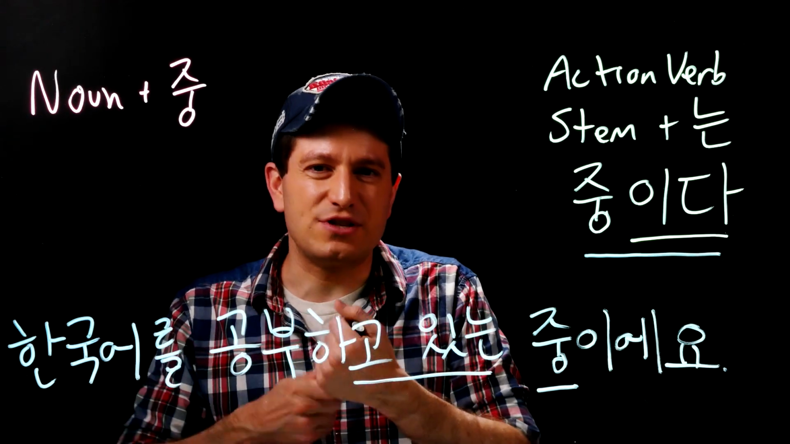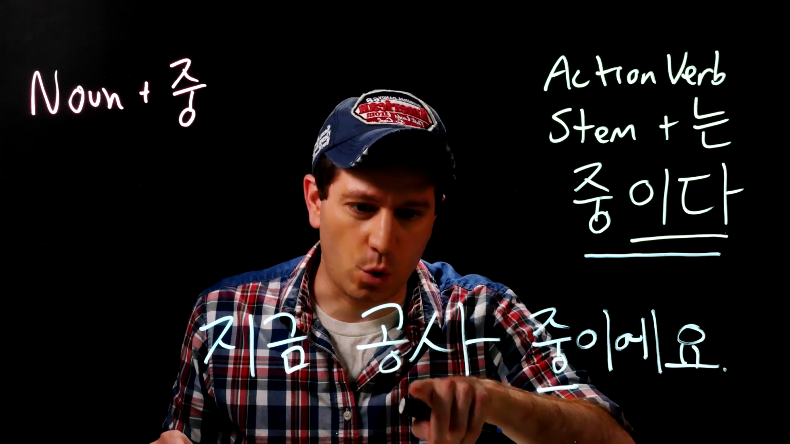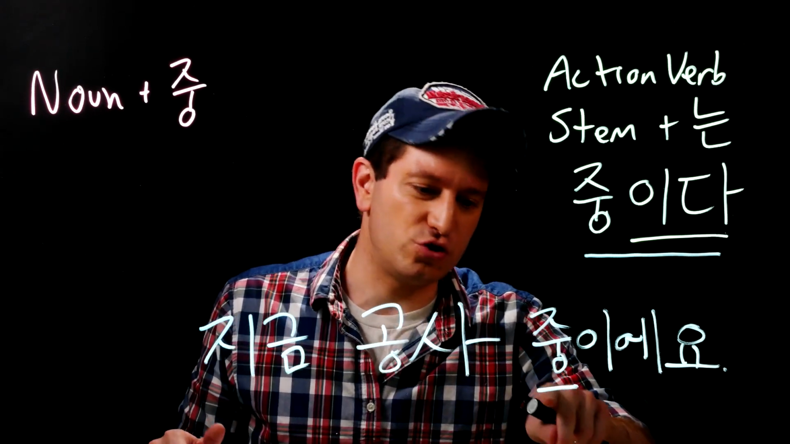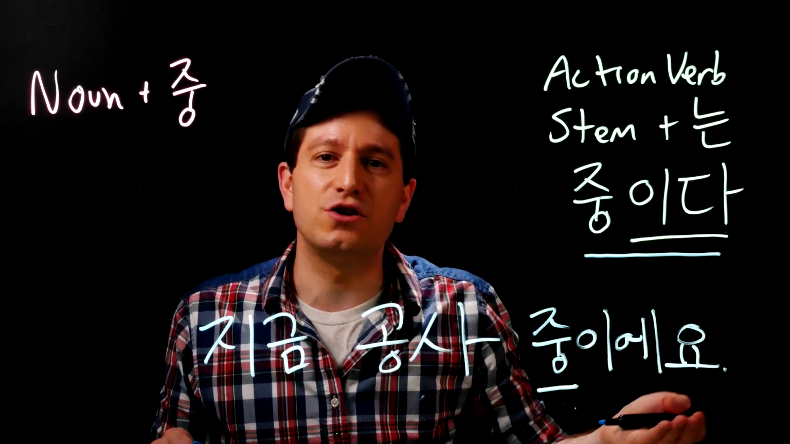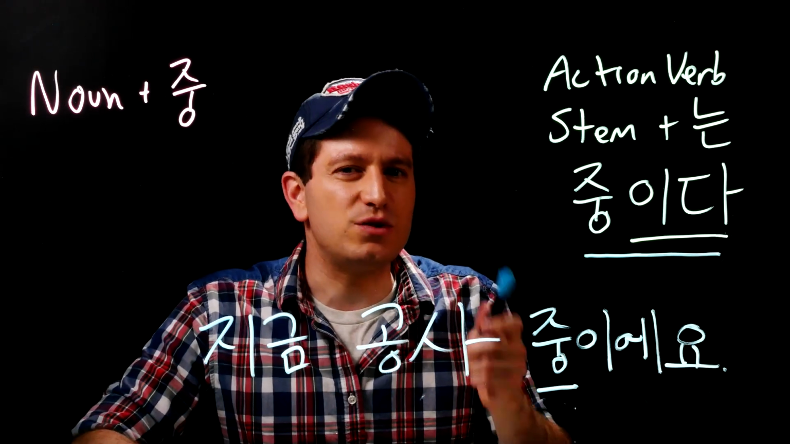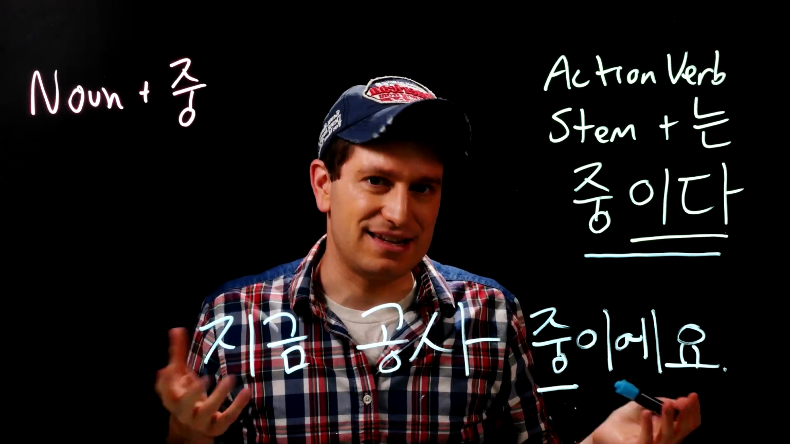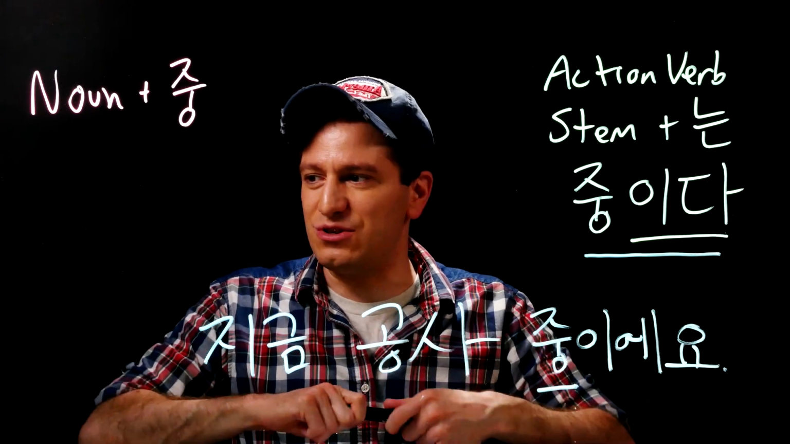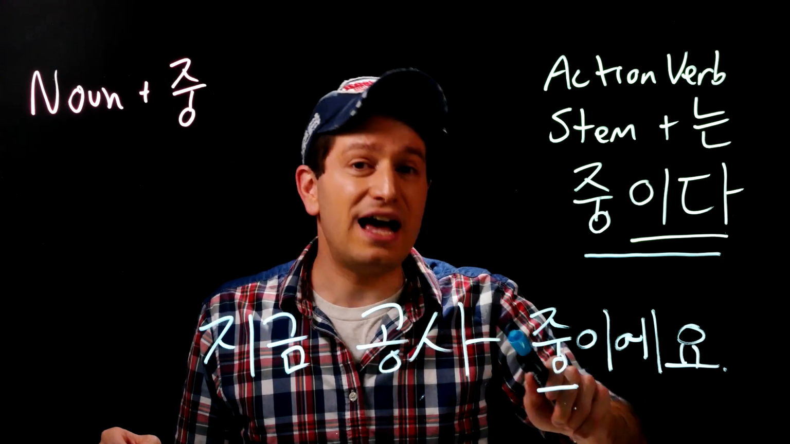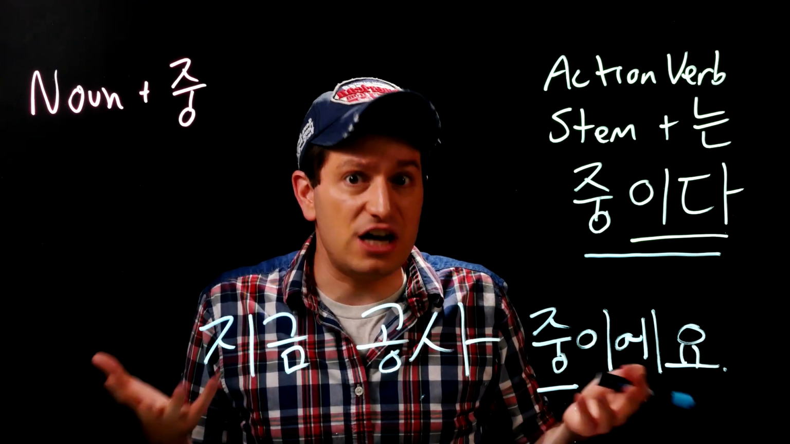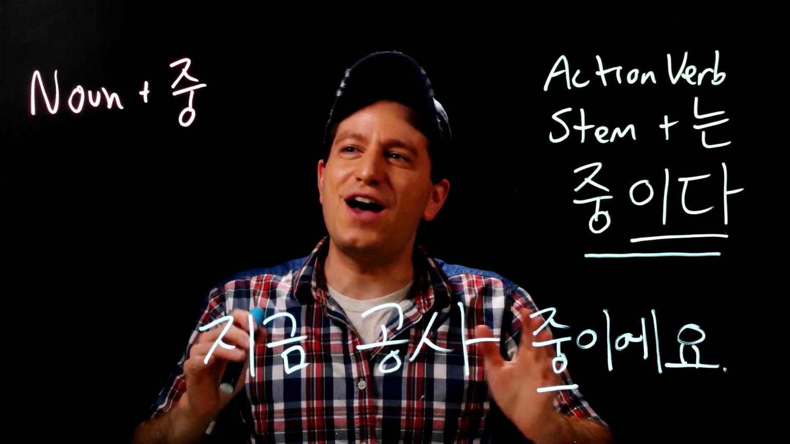So let me give you an example sentence. 지금 공사 중이에요. Under construction. 공사 meaning construction, 공사 중. Literally in the middle of construction. So right now it is under construction. The most common place where you'll see this form used is on written signs. So if you're walking down the street and you see a sign for construction, it's going to say something like 공사 중. In fact, the sign might just only say 공사 중. Under construction. Okay, so that's how you use this form.